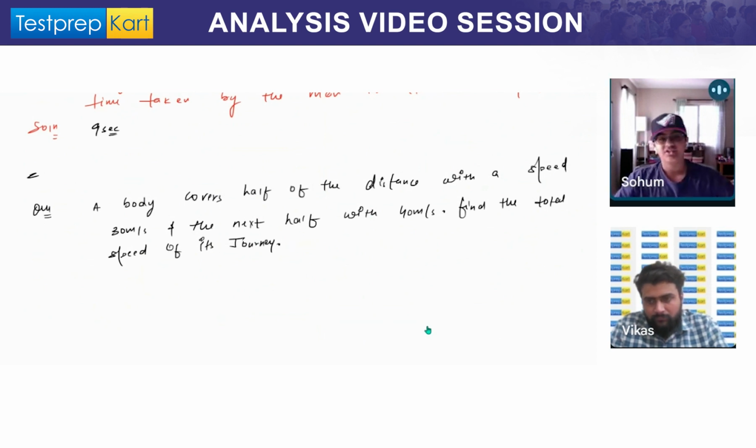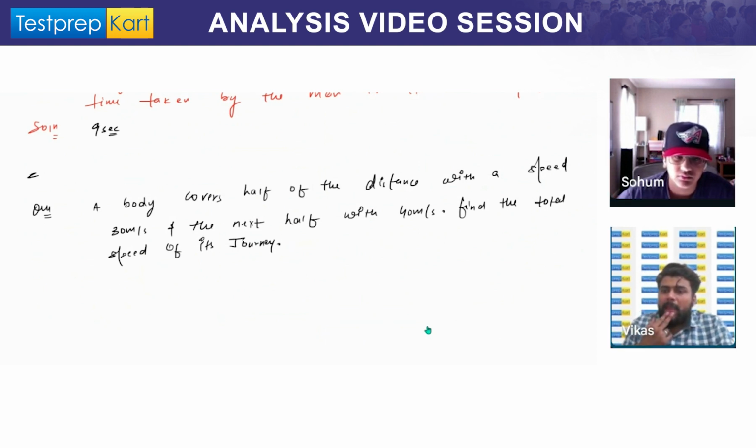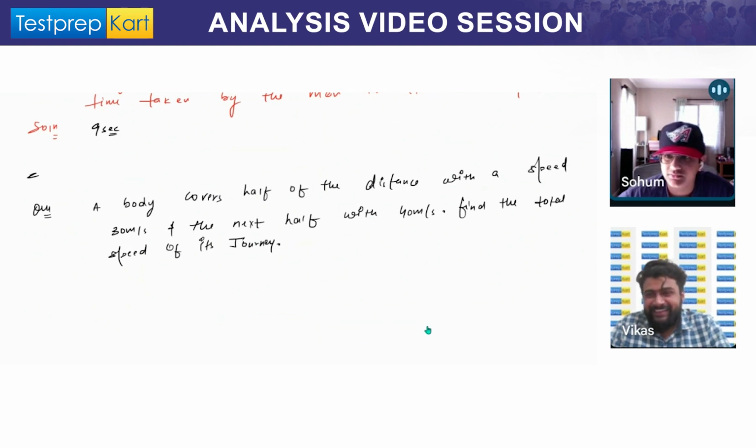Is the answer 70 meters per second? No. Think any other way. 35 meters per second? No. Again, there we have to use the same formula of distance equals speed into time, but in a different manner. Read the question carefully and try to figure out. Okay.